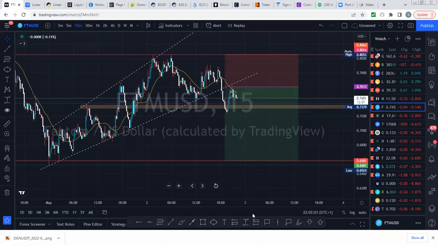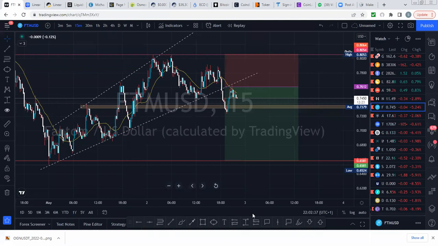Then number 4. Think about your holding period. How long are you going to hold this thing? Scalpers don't spend time in the markets. So you think about your holding period. How long am I going to hold?